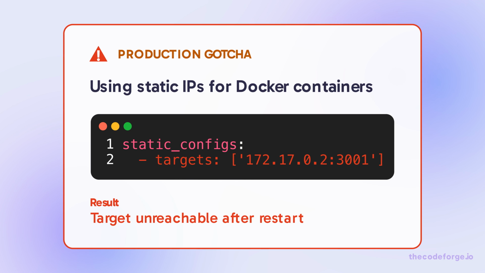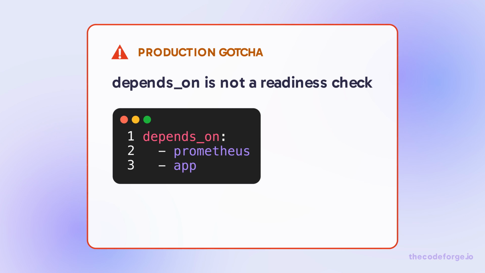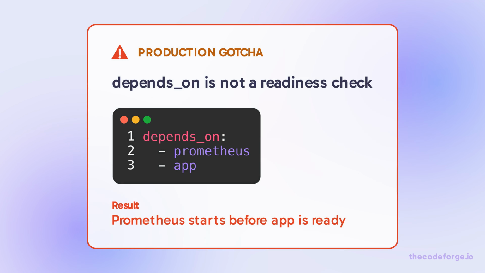This is the exact mistake from the incident. Hardcoding container IPs breaks after restart. Always use service discovery or Docker compose service names. depends_on only waits for the container to start, not for the service inside to be ready. Prometheus may scrape before the app is listening, causing down targets. Add a health check and use condition: service_healthy.